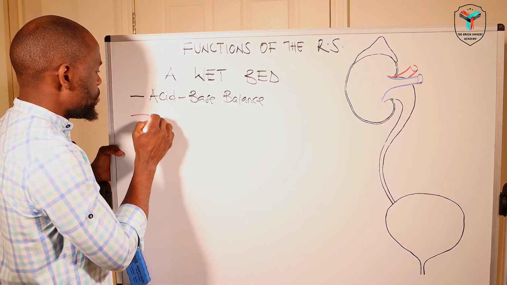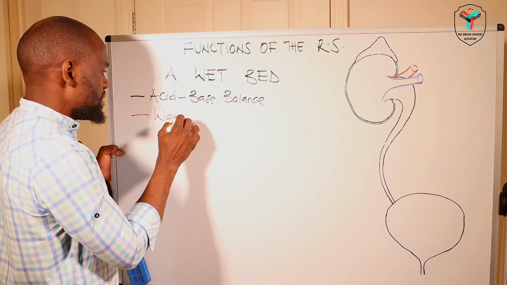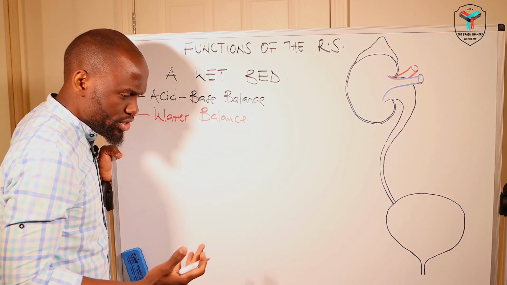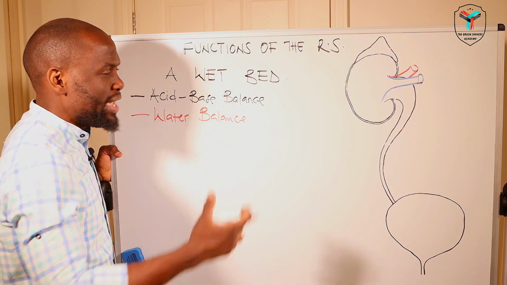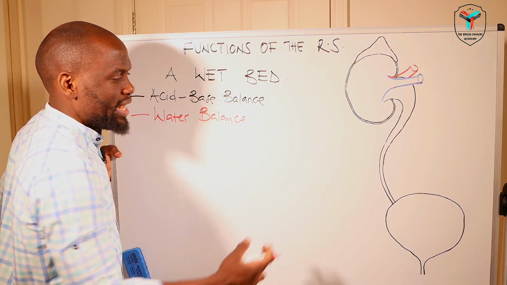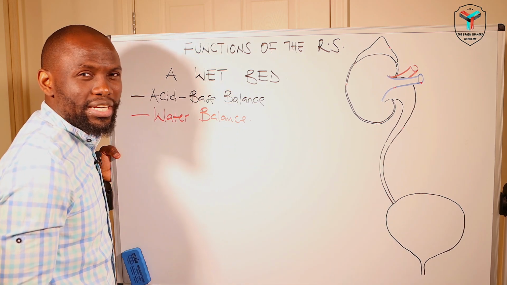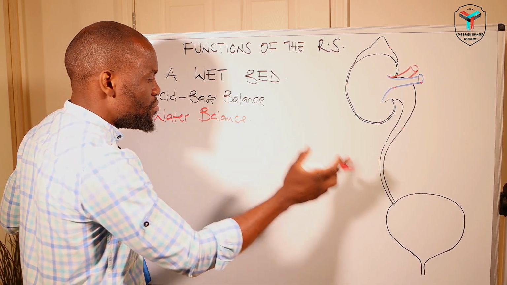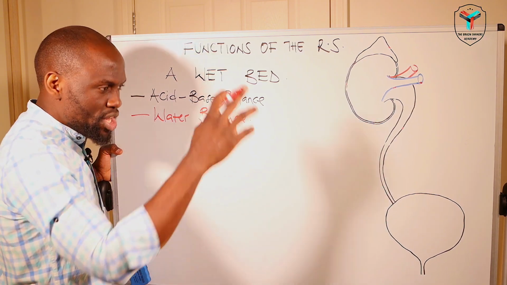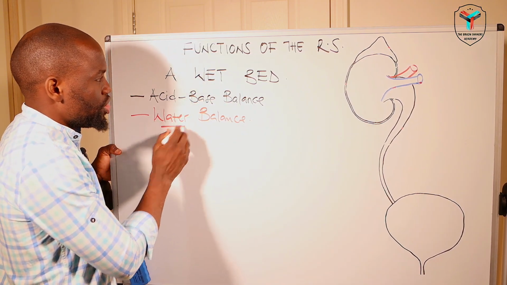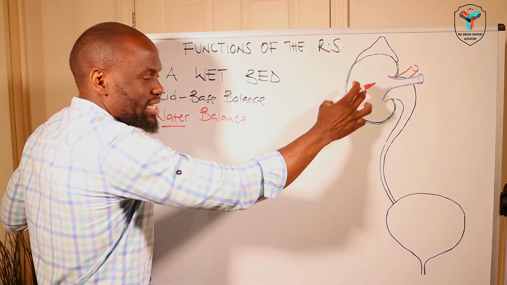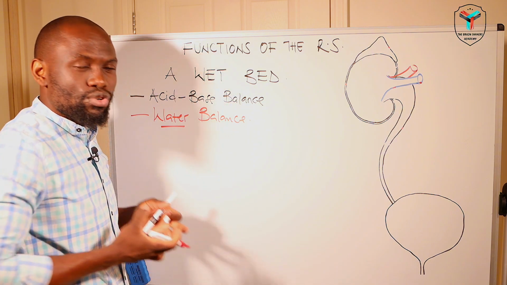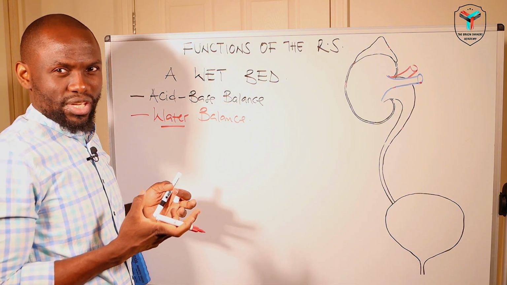Then you will have water balance. The kidneys are very important in creating a balance in how much fluid is in your circulatory system and in your body. That is why the majority of the urine that you pass is in fluid form, with a higher percentage of water, because the kidneys have structures that have the capacity to reabsorb the water and take it back into circulation.